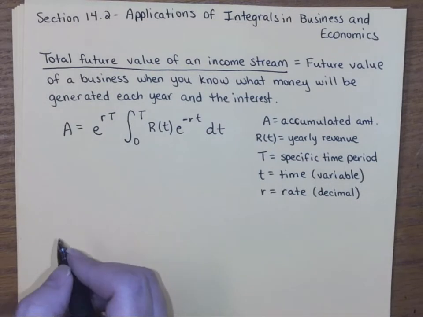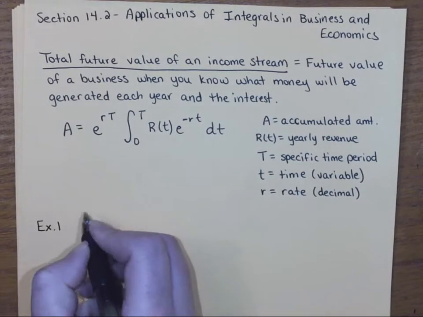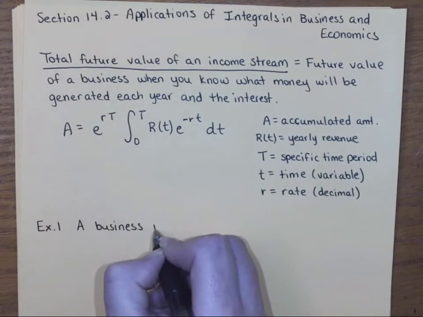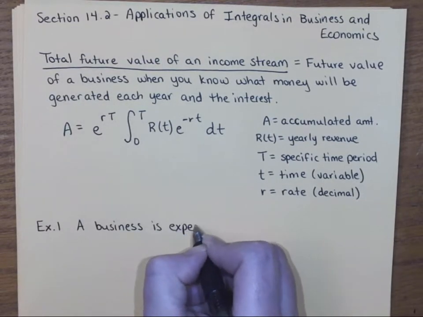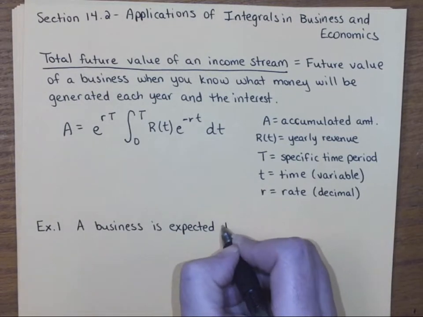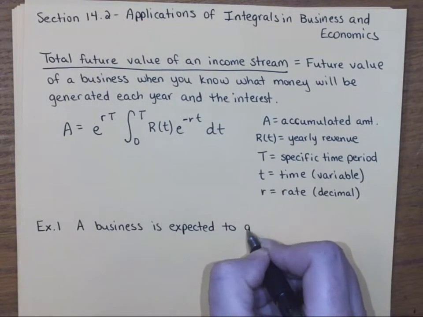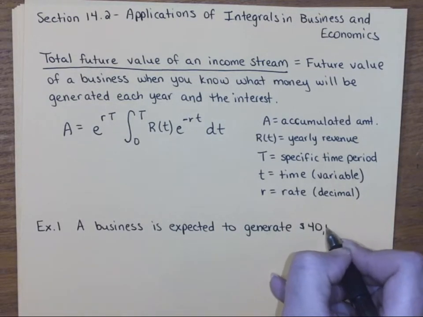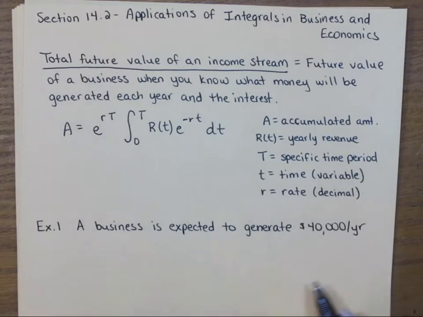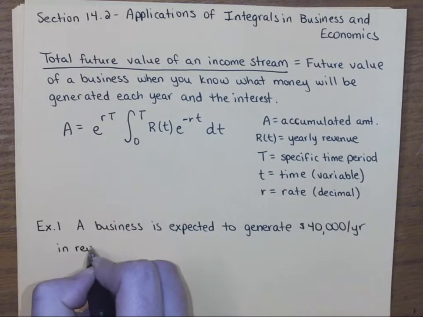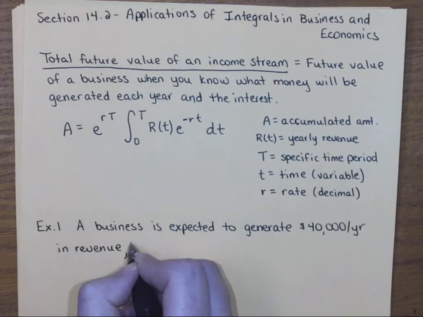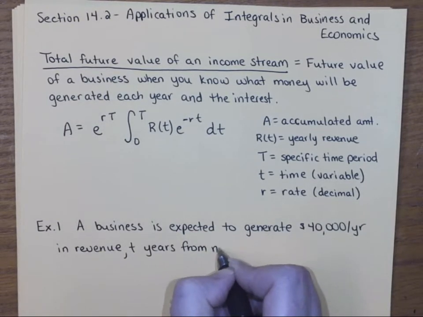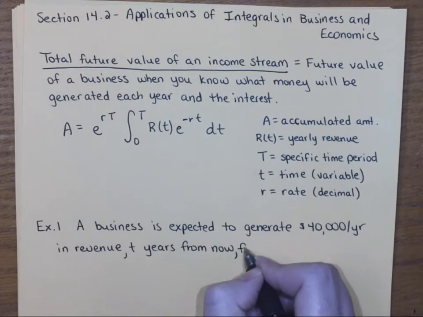So if you can get past the way that these problems look in the beginning and the numbers that we happen to have, I think you can do this. It's just that real life numbers are usually not pleasant. So let's say a business is expected to generate $40,000 per year in revenue, t years from now. In other words, little t is our variable, like I mentioned before, for the next 5 years.